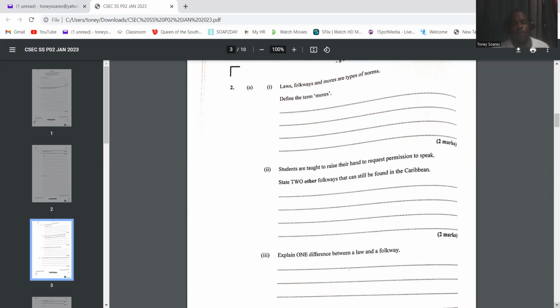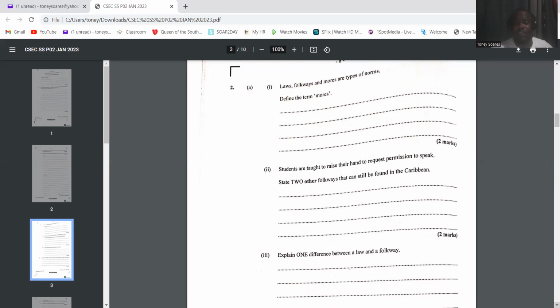Now, 2II: students are taught to raise their hand to request permission to speak. State two other folkways that can still be found in the Caribbean. You that are listening now, you tell me one. Another folkway, or you can type it in the comment section. Yes, that one is pretty good. Thank you. Yes, that one is also very good.